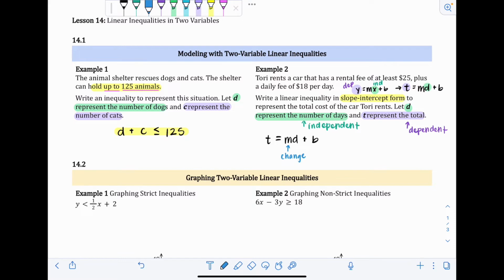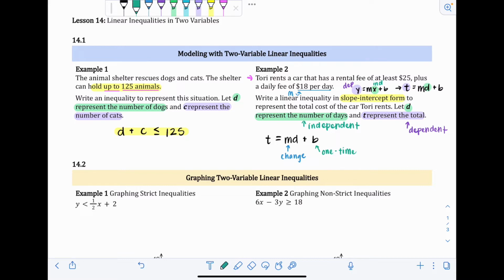And then b is our kind of one-time fee or charge, one-time something. It's not a recurring charge. So if we read back through the information that we were given at the very beginning of the problem, Tori rents a car that has a rental fee of at least $25 plus a daily fee of $18 per day. That $18 per day, that's changing each day that goes by. An additional $18 is being added. So that's going to be our m.